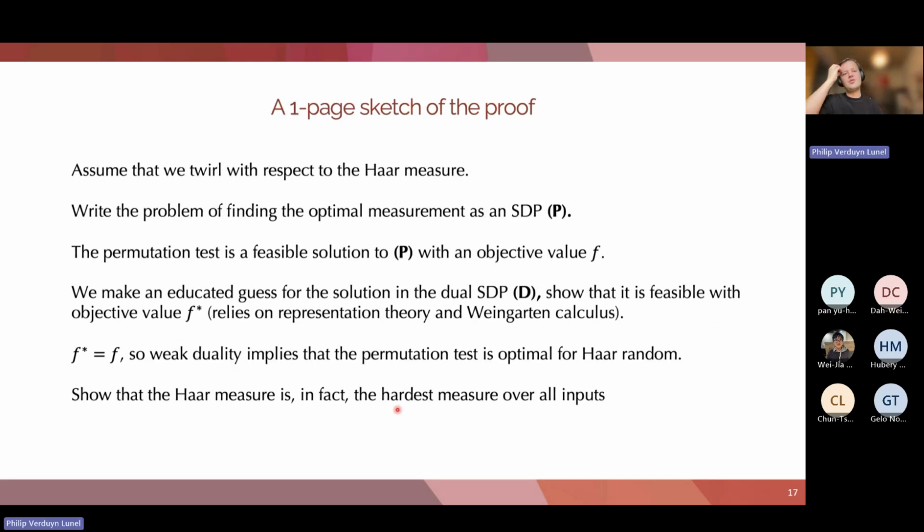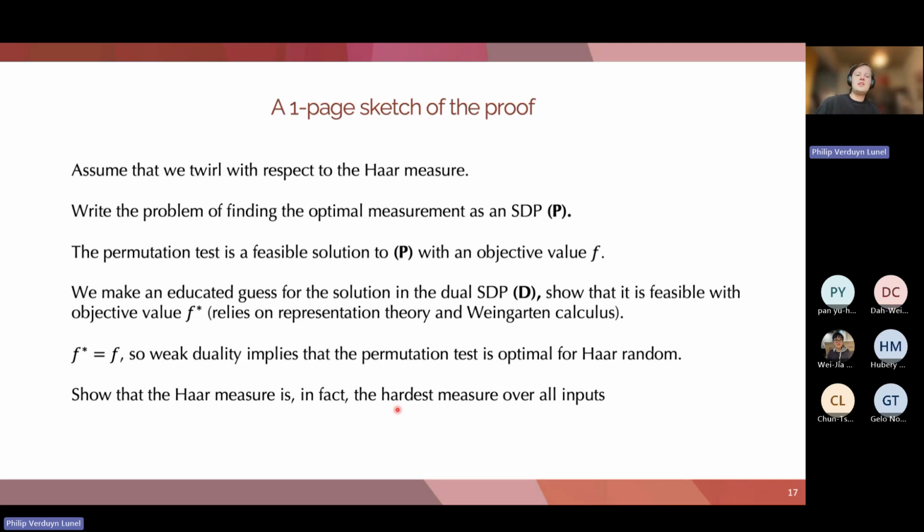And how do we prove this? So we write our problem as a maximization problem, and you want to find the best measurement that maximizes the average success probability. And finding this measurement, you can write as a semi-definite program.